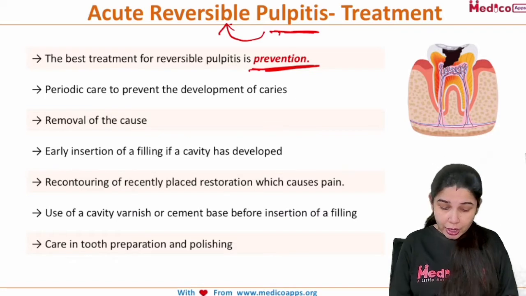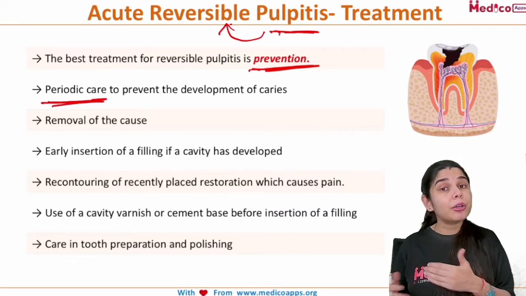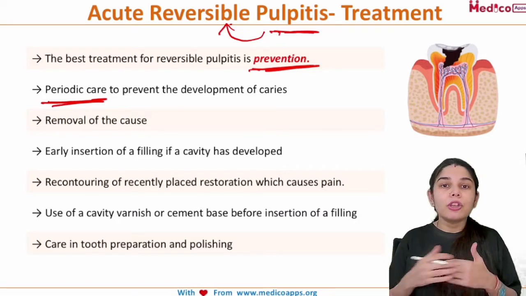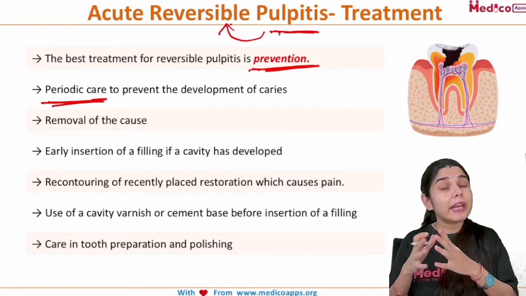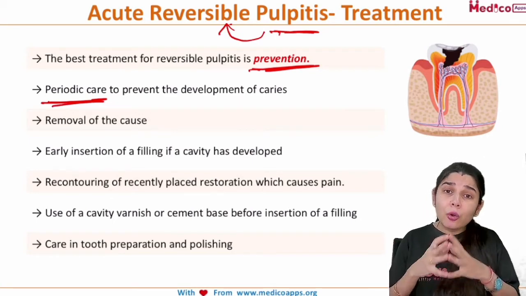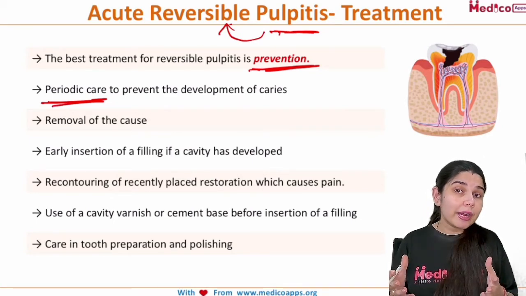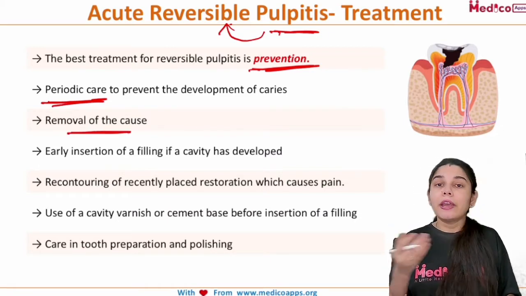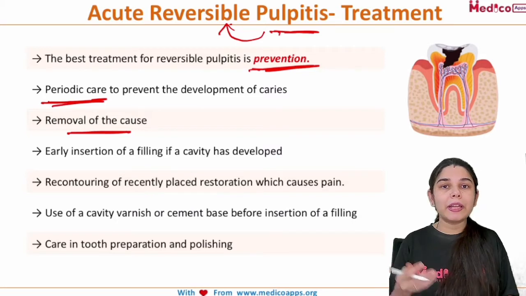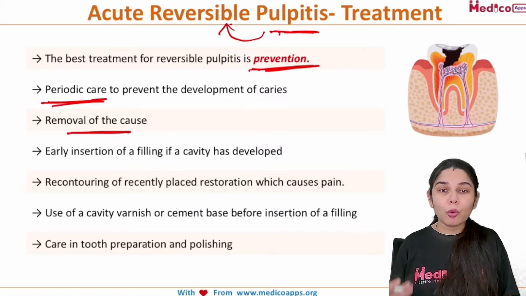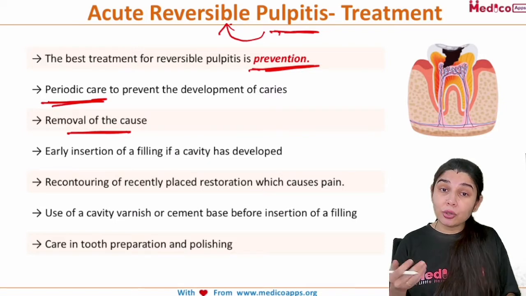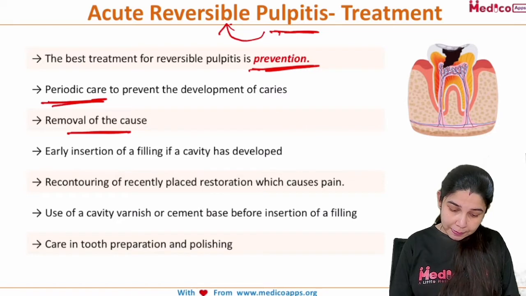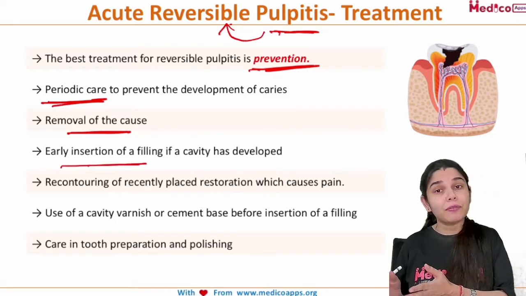And how can we do that? By periodic care. We need to go for oral prophylaxis so that we can see if there is any dental caries and go ahead with that. By that we can go ahead with the removal of the cause. If the oral hygiene is not maintained, we can ask the patient to maintain oral hygiene. And if you find any initial dental caries like pit or fissure caries, we can ask the patient for early insertion of the restoration.